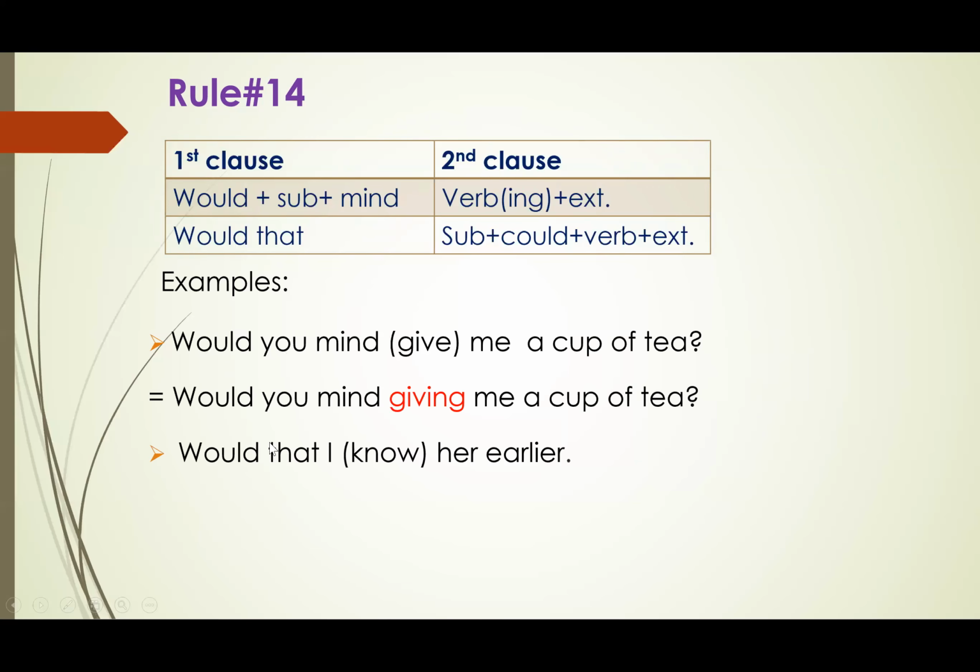And in the next example, you say: would that I knew her earlier. So "would that", then "I" is the subject. So you would say: I could know her earlier. Okay.